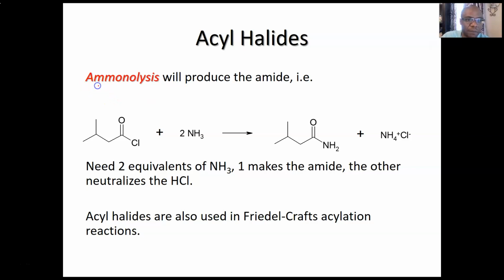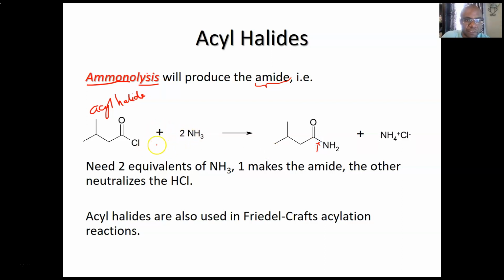The same acyl halide functionality can be broken down using ammonia, so we call that ammonolysis. Lysis is breakdown, using ammonia to produce an amide. This reaction can be used to make amide bonds. That's the amide bond.